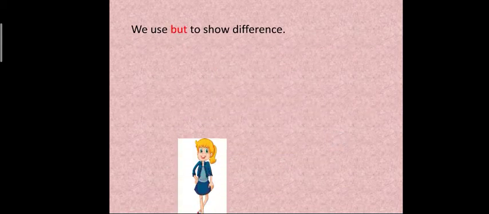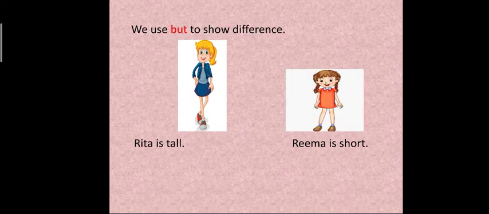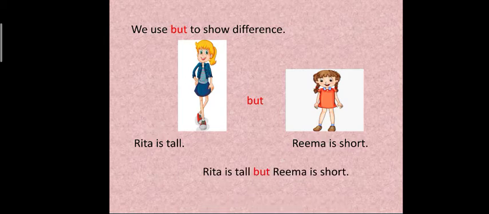We use but to show difference. For example, Rita is tall, Rima is short. Here, these two sentences are related to each other with opposite ideas. So we use but to join the sentences with opposite ideas. And the sentence formed is, Rita is tall but Rima is short.